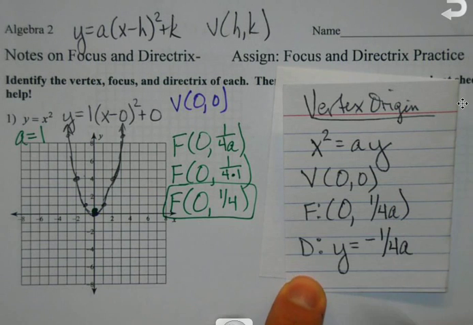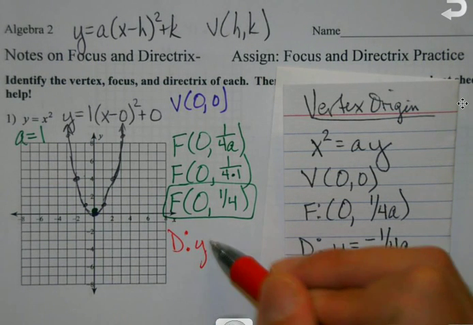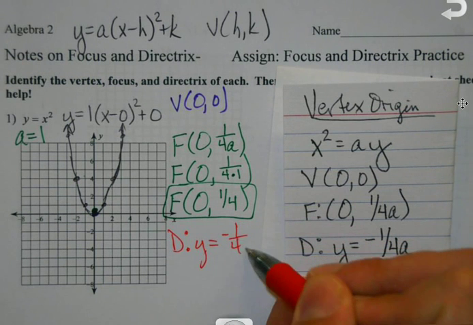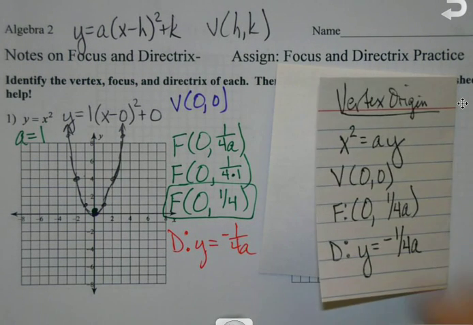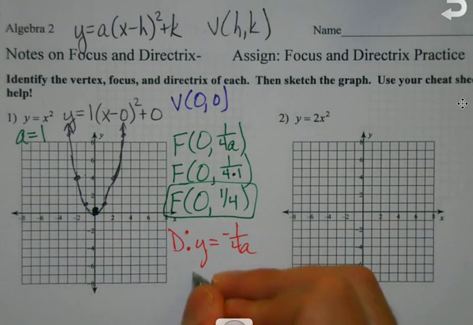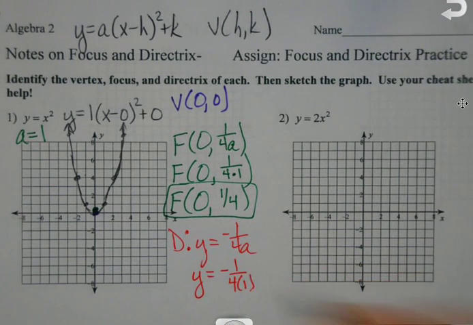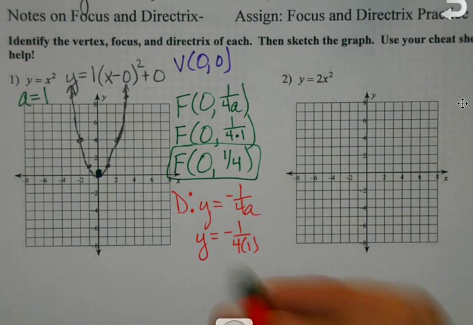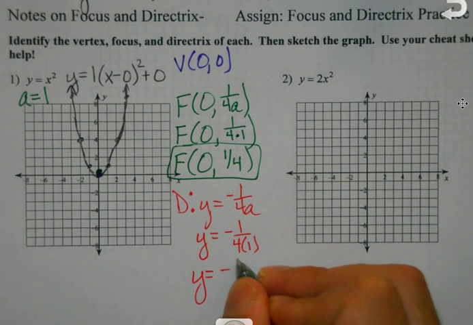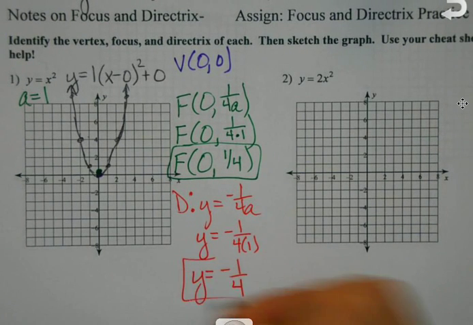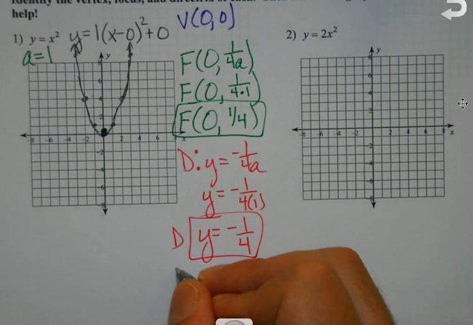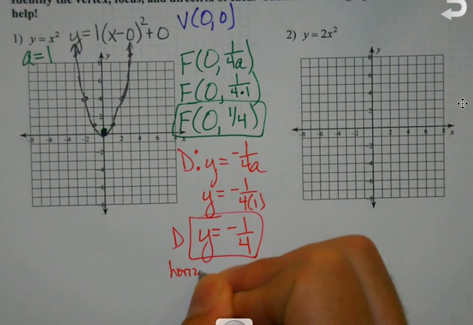So then my directrix is a line, not a point. And it's the same thing. Replace your a with the a value and get it simplified. That's my directrix. And it's a vertical line, oh my gosh, a horizontal line, it's y equals, not x.